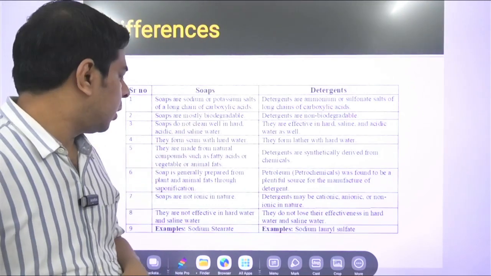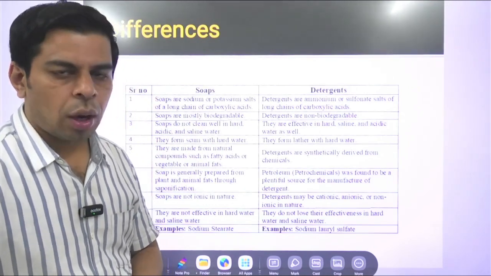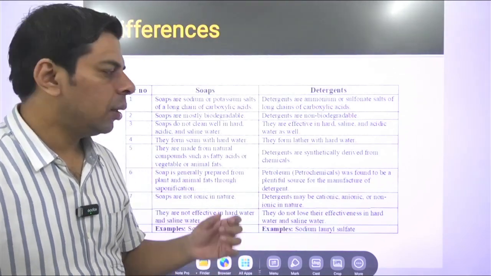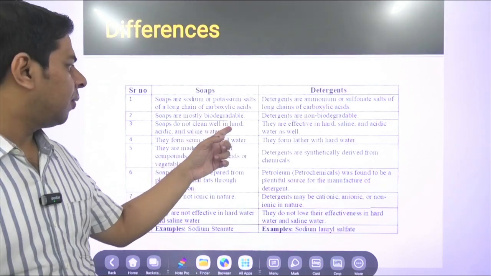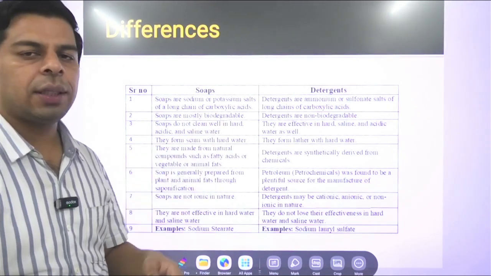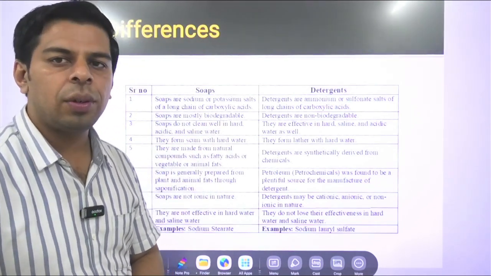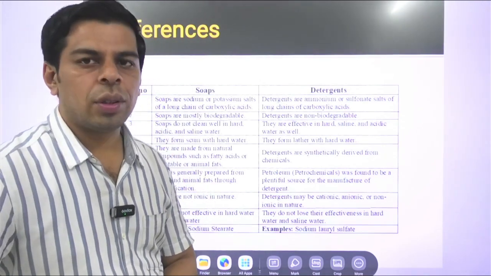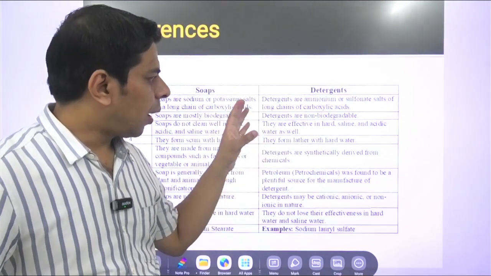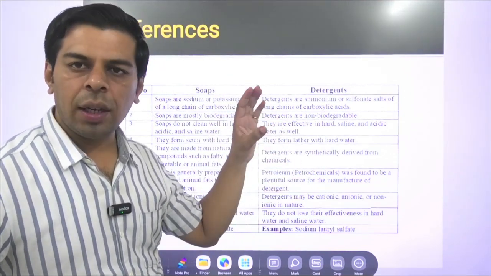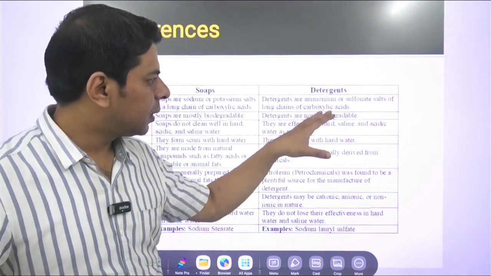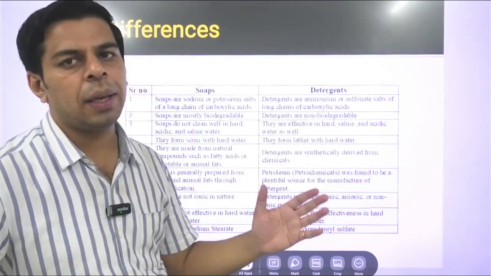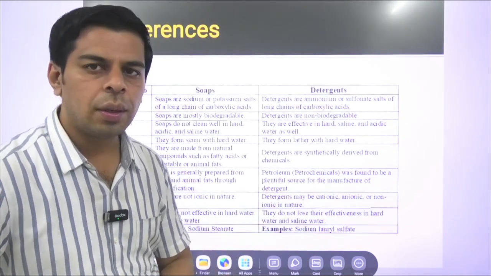Now the third part is once again an important part. Soaps normally work when the water is soft, which does not carry too high a mineral content. That's what is highlighted: soaps do not clean well in hard, acidic and saline water. So you have to be careful that only fresh water, and typically soft water, is preferable when you are using a soap. Whereas detergents are effective not only in soft water, they are equally effective in hard, saline as well as acidic water. So flexibility in action makes detergents a preferred choice over soaps.